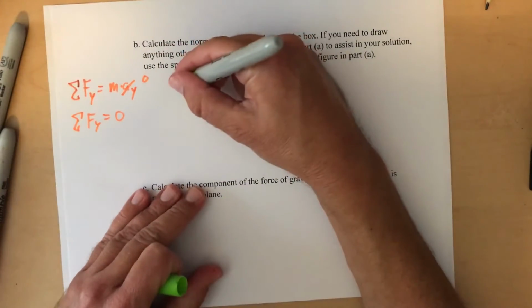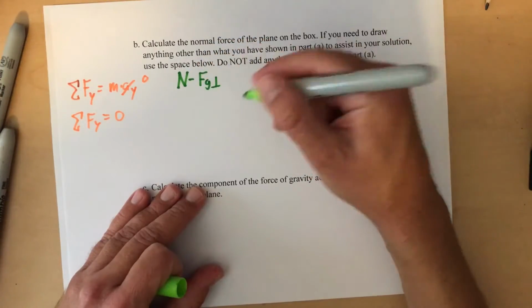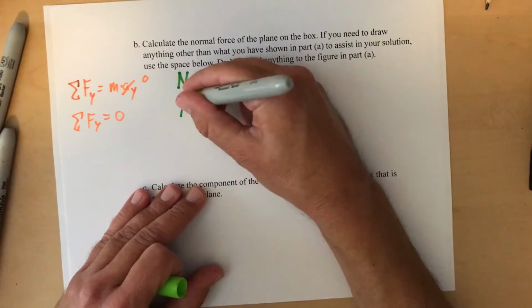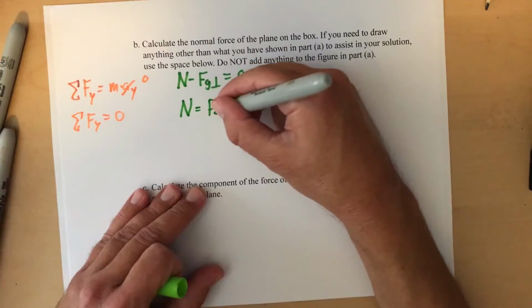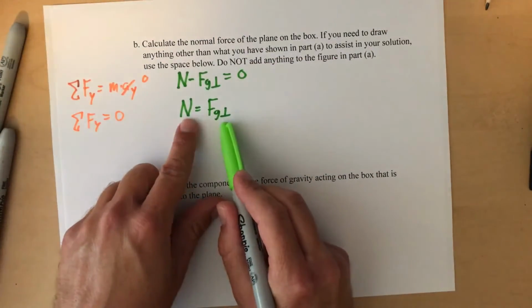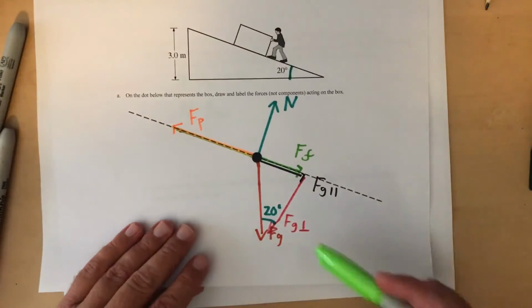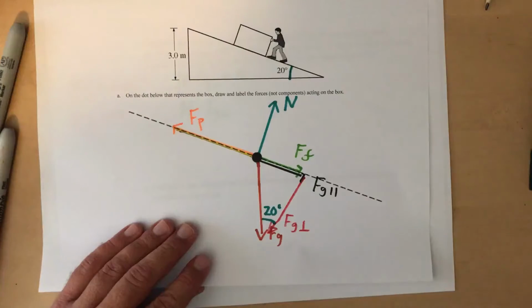Now let's add some more stuff. What forces are in the y direction? We have normal up, and we have the force of gravity perpendicular down. So the normal force must be equal to the force of gravity perpendicular. This is always true for every single inclined plane problem, no matter what's going on. How do we find the force of gravity perpendicular?